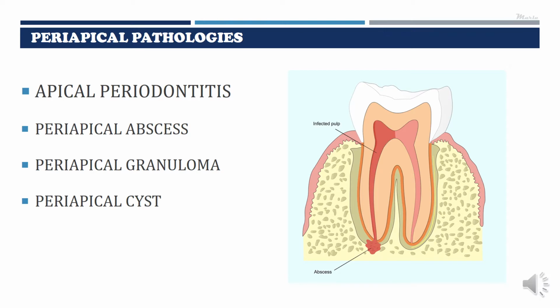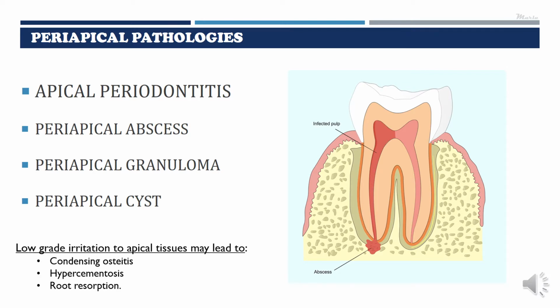When that happens, a number of pathologies can occur depending on the grade of inflammation and on the virulence of the microorganisms involved. Broadly, these pathologies have been categorized as apical periodontitis, periapical abscess, periapical granuloma, and periapical cyst. In addition, we have some other pathologies which are related to low-grade irritation to the apical tissues. These are referred to as condensing osteitis, hypercementosis, and root resorption. So let's begin discussing the individual topics in the subsequent slides.